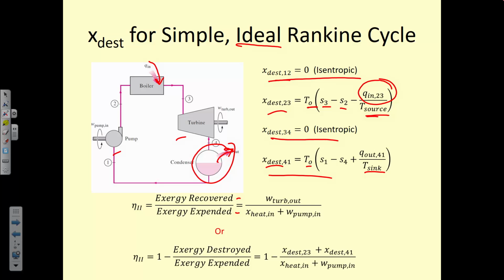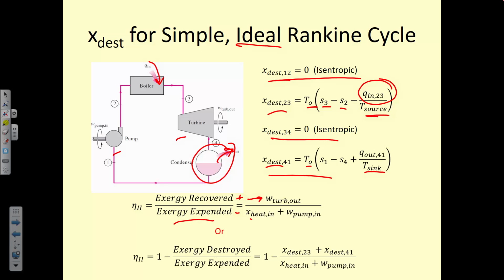But for the second law efficiency, if we're looking at exergy recovered, that always comes when we have some work output. So the exergy recovered in a system is the amount of energy that we're actually taking for a useful purpose. So we're recovering some of that available energy and actually using it. So work output is generally the only term that you'll find for an exergy recovered.